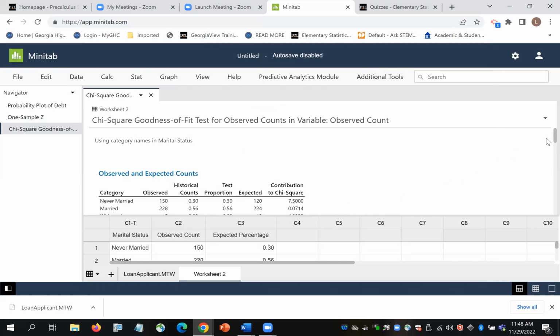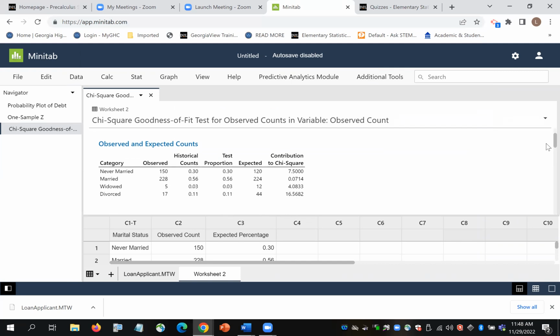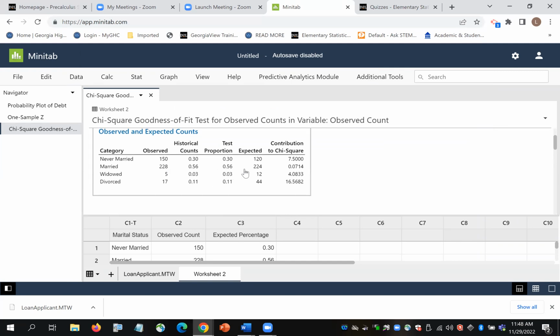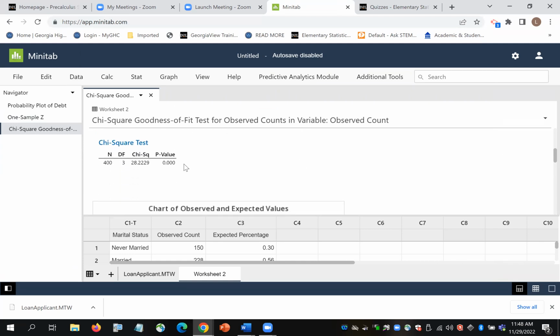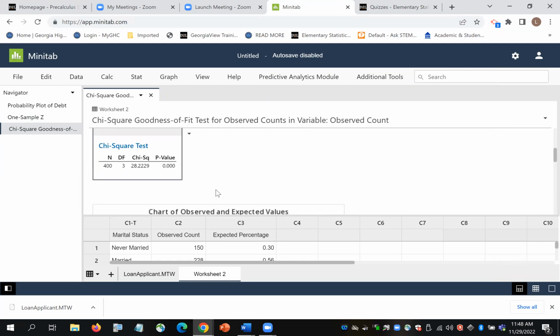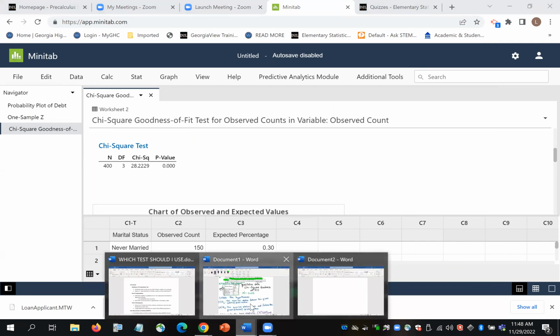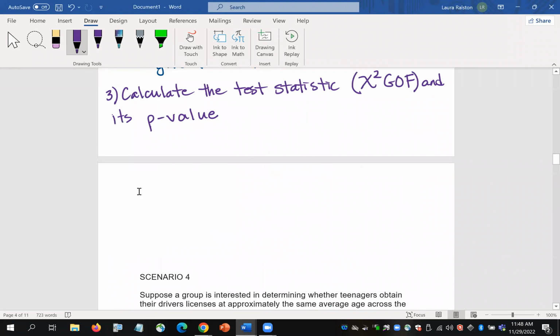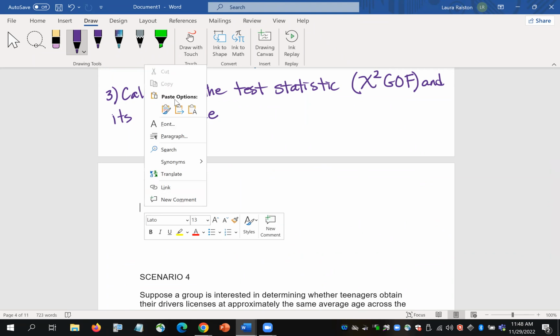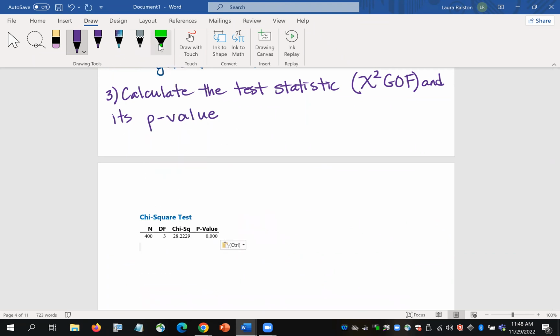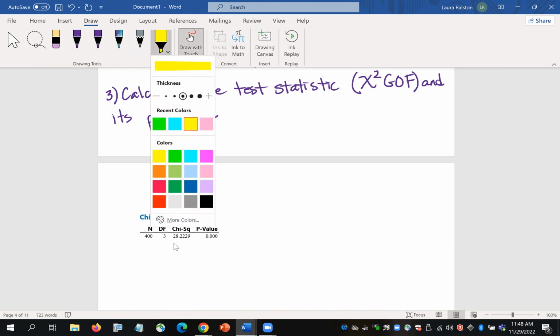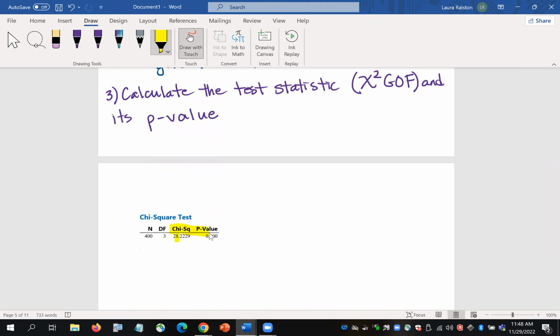Again, remember, we get lots of information. We did talk about, should you need it, you do have the expected values for each category. Minitab calculates those for you. But what we need is the chi-square test. And I can read from my printout the chi-square value and its corresponding p-value.